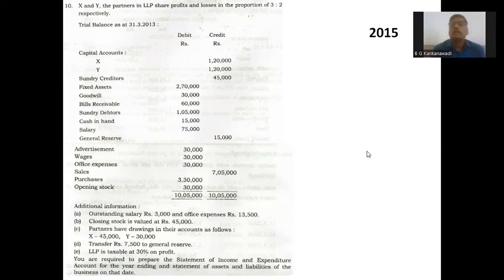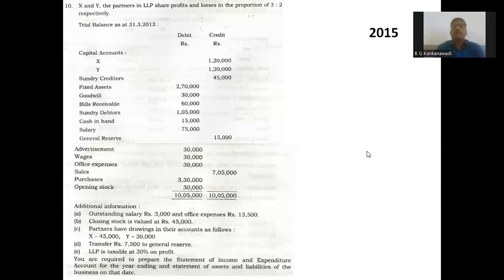Sundry creditor goes to statement of assets and liability under the liability creditor. Fixed assets, goodwill. Fixed asset 2,70,000, goodwill 30,000. These are the fixed assets items coming under the asset side of your statement of assets and liability.